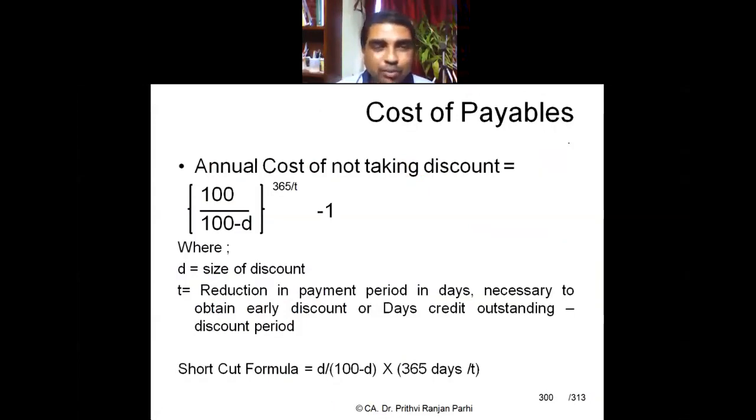Similarly, one more formula is also used, to compute the cost of not taking discount. If you are not availing discount, what is the cost? By using this formula you can compute: 100 divided by 100 minus D, where D stands for size of discount, to the power 365 by T, where T is the reduction in payment date, minus 1. We'll be seeing it with the help of some example. There is a shortcut formula also: D by 100 minus D into 365 days divided by T. We'll be solving a question by using this formula. It will help us to understand how to compute the cost of not taking a discount.